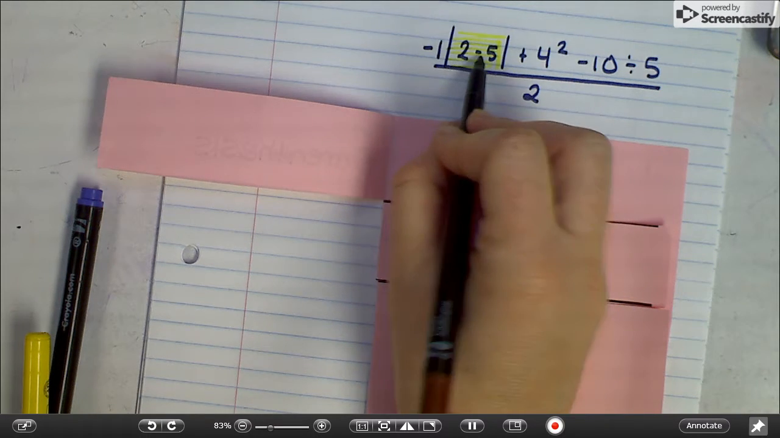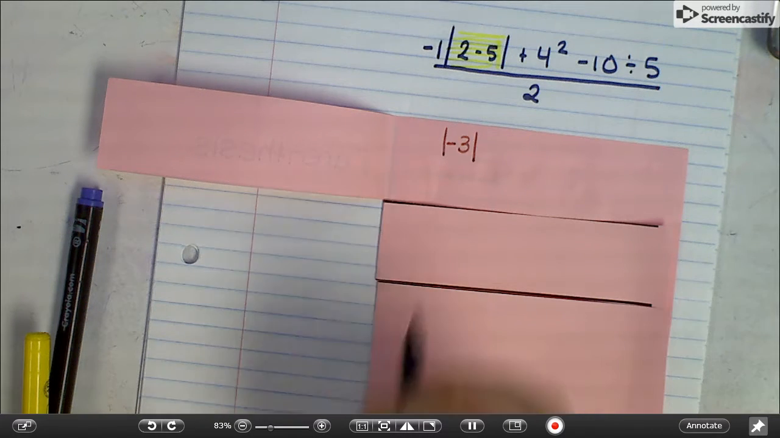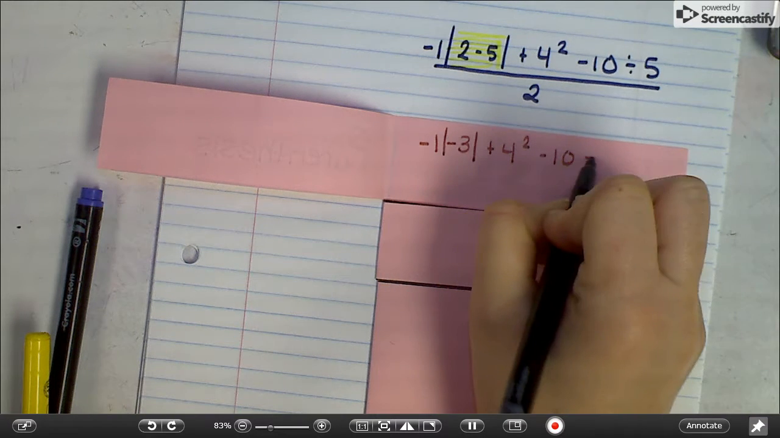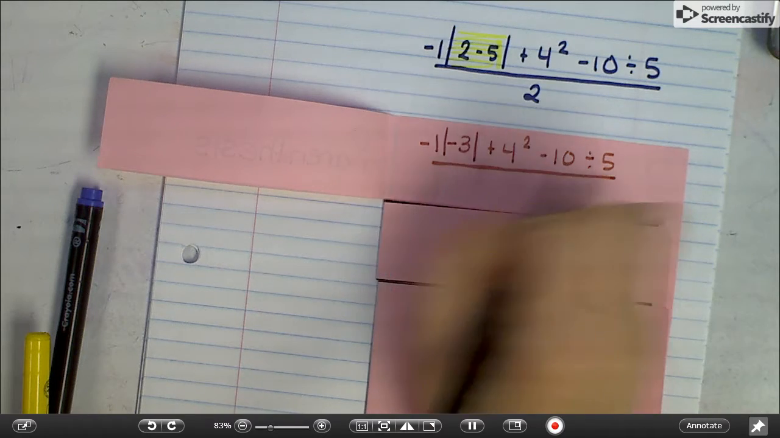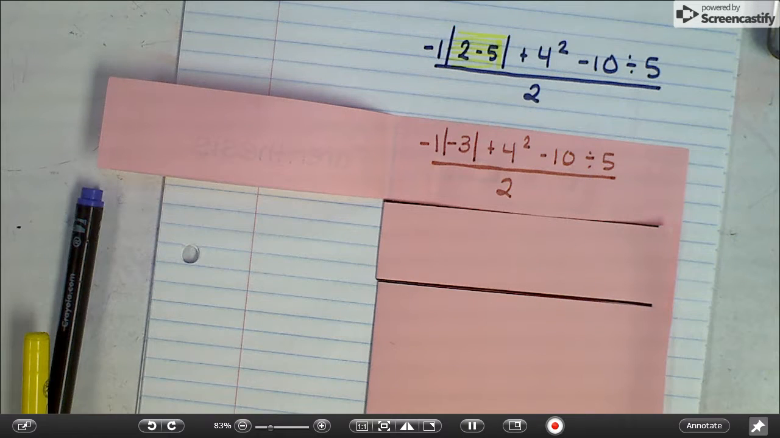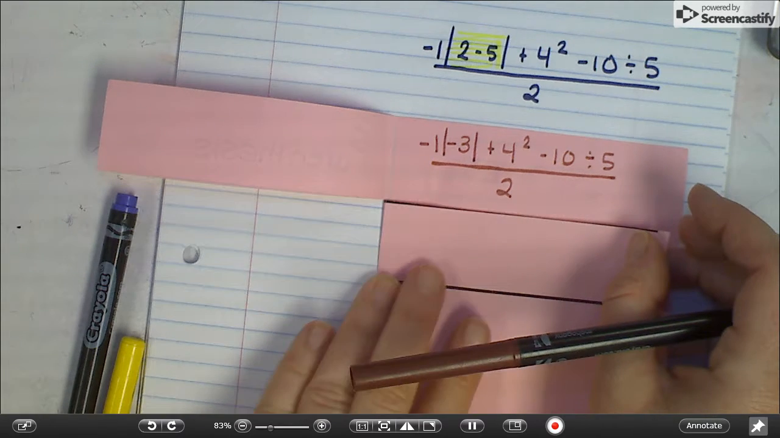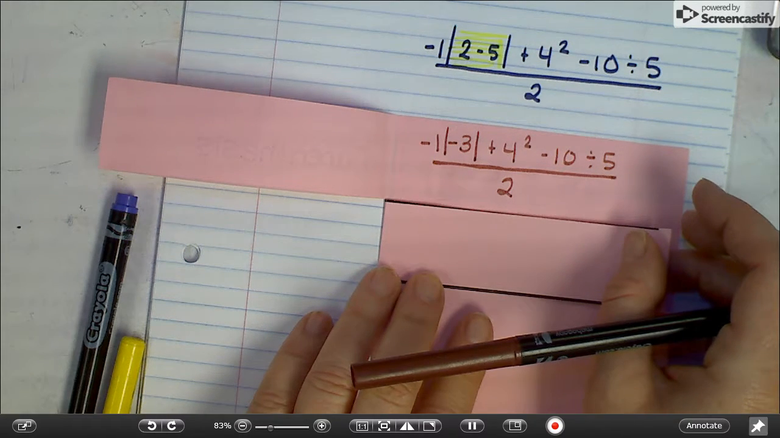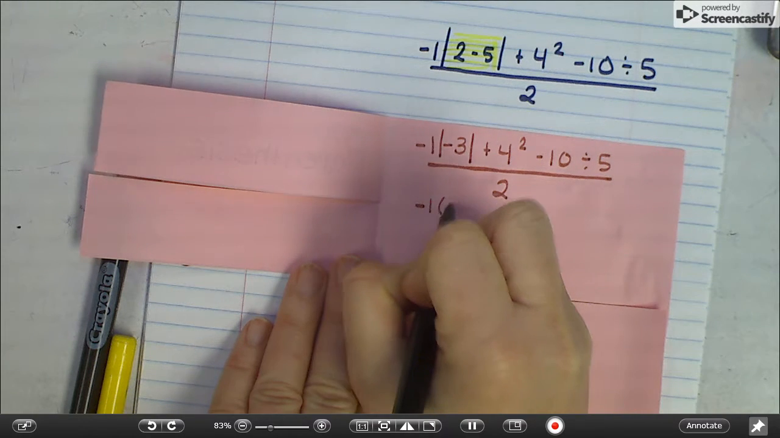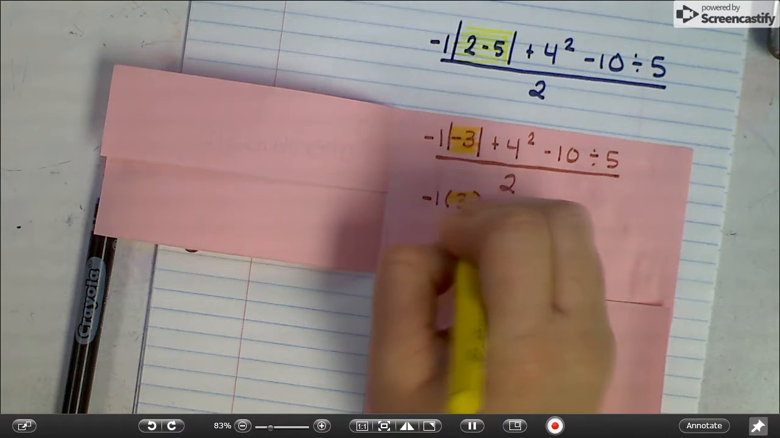So 2 minus 5 is -3. Put the absolute value bars back, and we're going to rewrite the entire problem around it. The only thing that changed was 2 minus 5 became -3. Now, the absolute value bars do have a job, and their job is to turn whatever's inside positive. So, really, you're going to do -1 times +3, because the absolute value of -3 is 3.